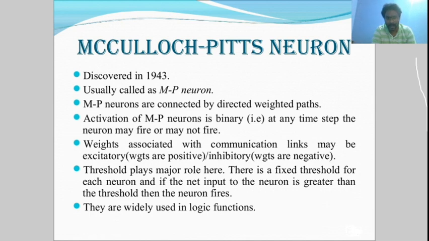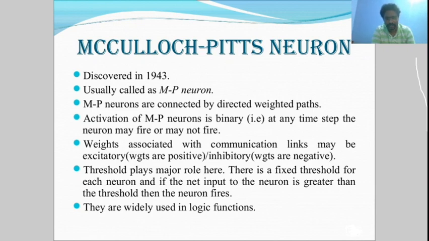The weights associated with communication links may be excitatory, that is, the weights are positive, or inhibitory, that is, the weights are negative. So the weight for neurons to communicate is based on these two things: one is excitatory and the other is inhibitory. Excitatory means you give weight values as positive values, and inhibitory means the weight values are negative values.